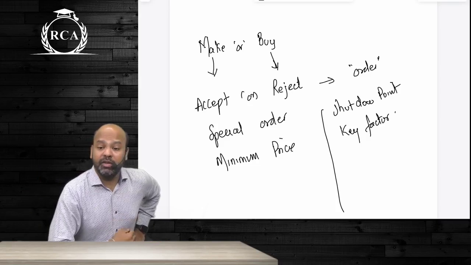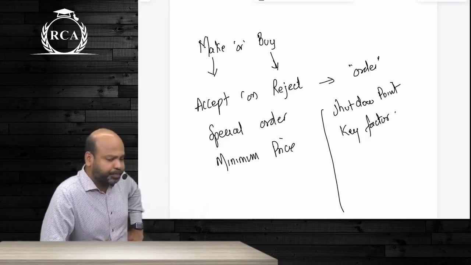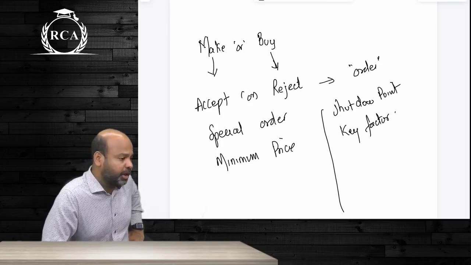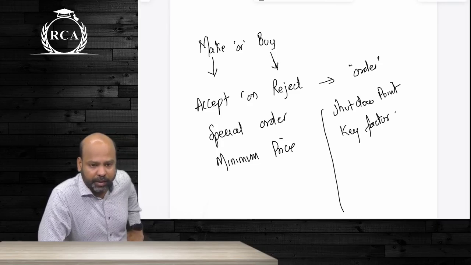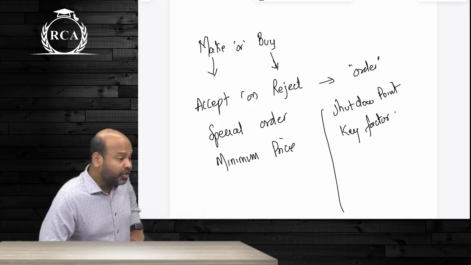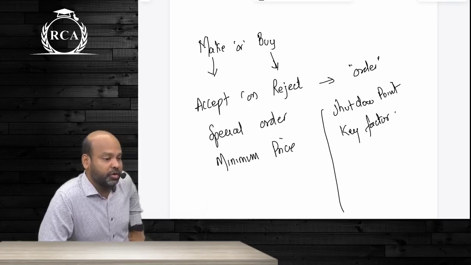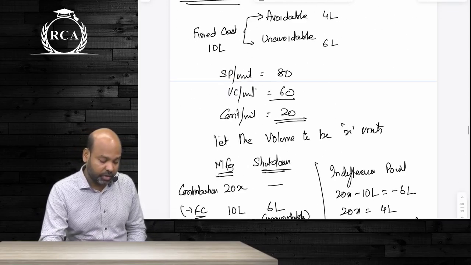Shutdown point, guys, is the point of indifference between manufacturing activity and shutdown. In case economic conditions are not favorable and we are not able to sell a higher quantity, there might be scenarios wherein we are not able to recover the entire amount of fixed cost. This is where, guys, we divide our total fixed cost into two categories: avoidable fixed cost and unavoidable fixed cost.